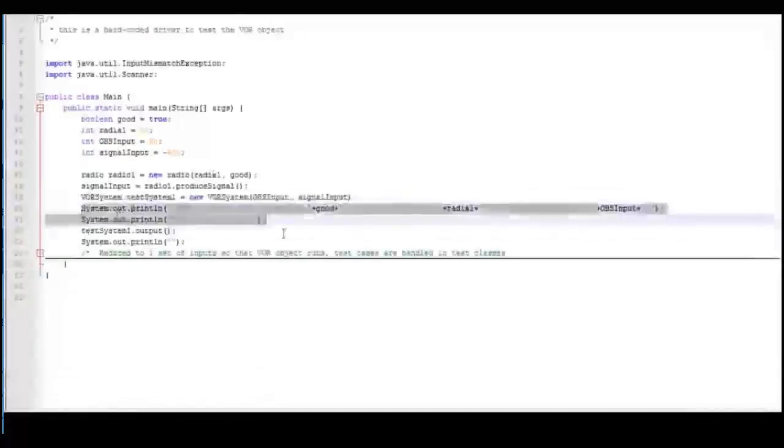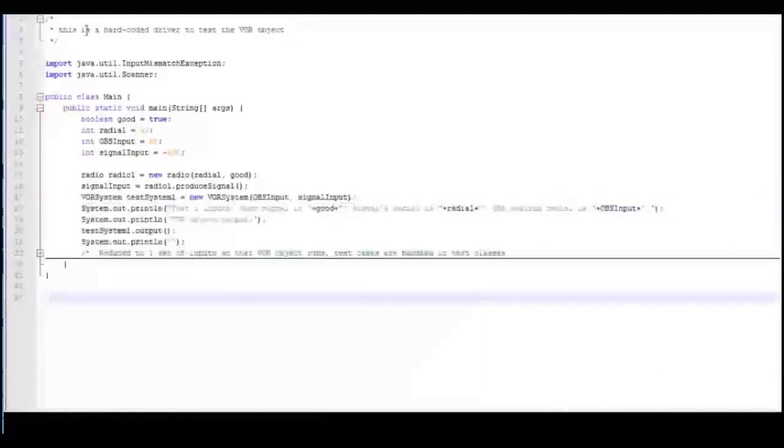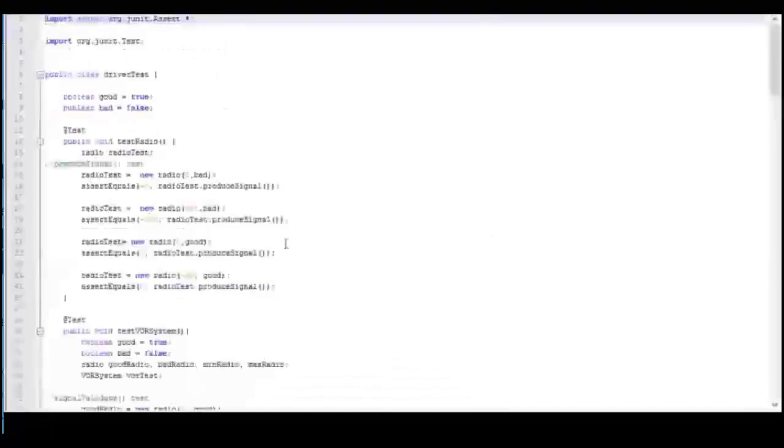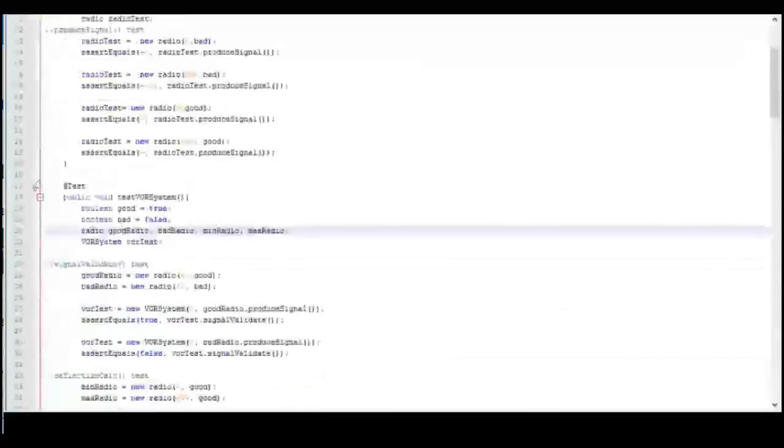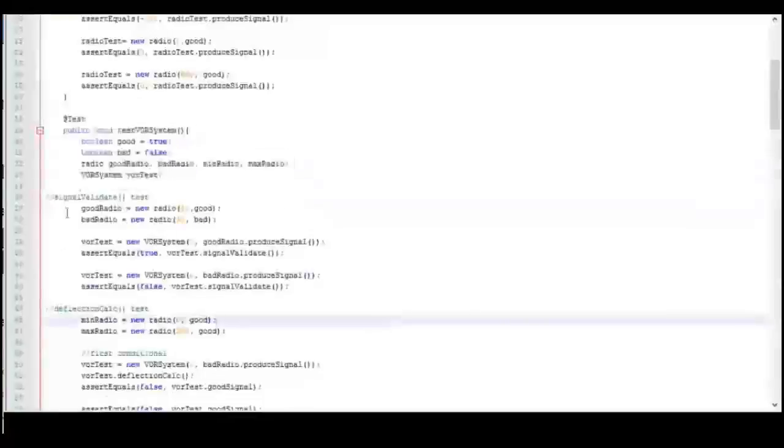To validate our output, we created two test classes with JUnit. The first, called driver test, performed unit testing. We made methods public to test them individually and used assertions to check that variables were set correctly. We first tested the radio class because its output is being passed to our VOR system.